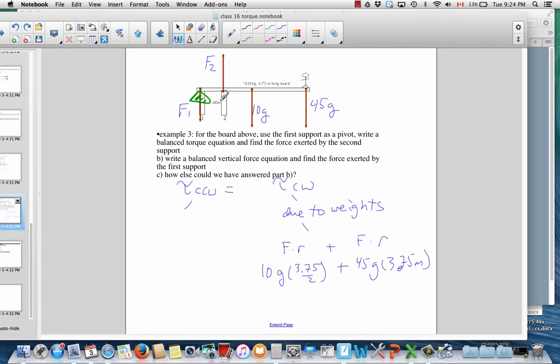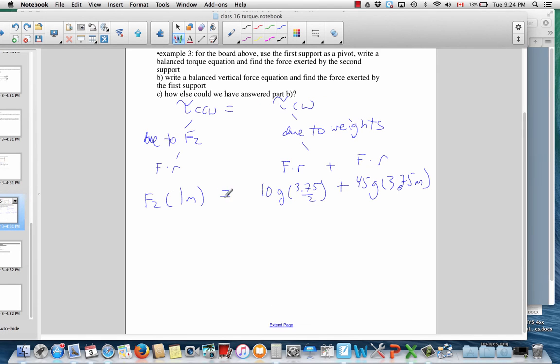Counterclockwise torque comes from this force here, F2. So due to the F2 force. And remember, a torque is a force times a distance. The force is the unknown F2. The distance to the pivot is given as 1 meter. So this statement of balanced torques becomes an equation that we can solve to find the force F2.